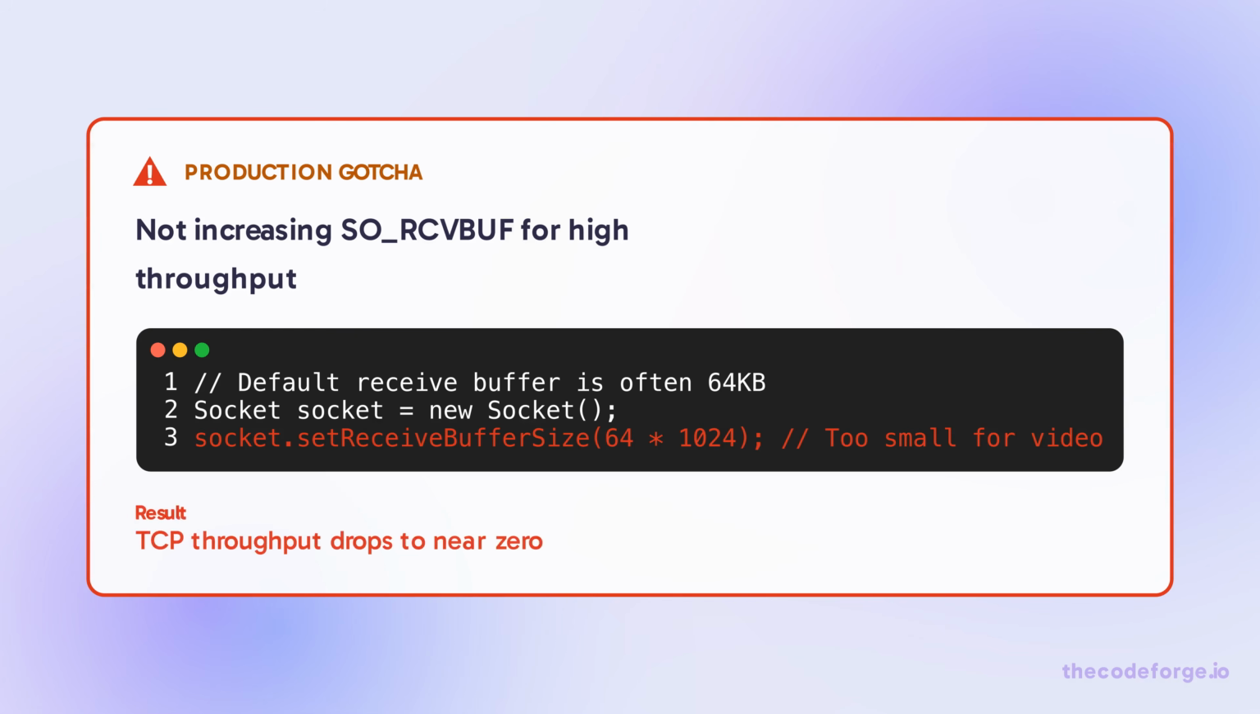A common production trap: TCP throughput drops to near zero because the receiver's socket buffer is too small. The default is often 64 KB on some systems. For high-throughput streams like video uploads, increase SO_RCVBUF to tens of megabytes.